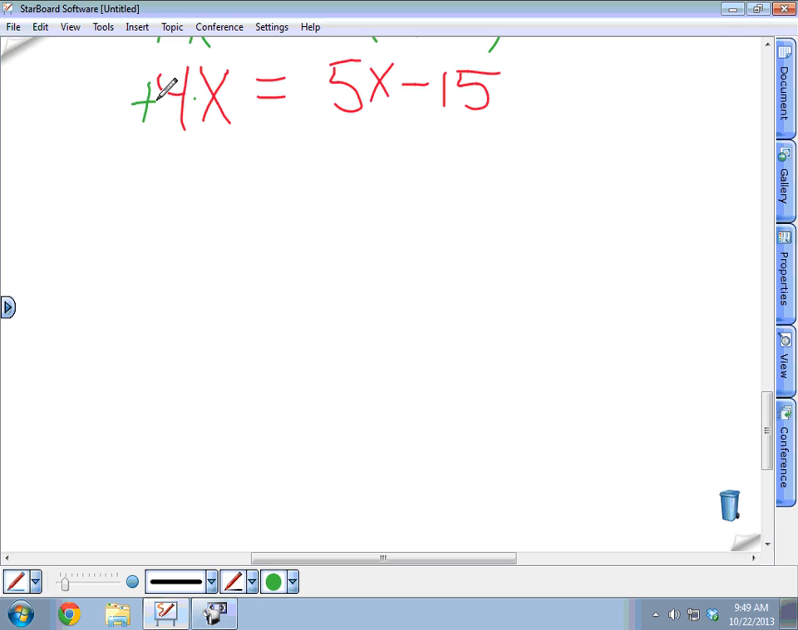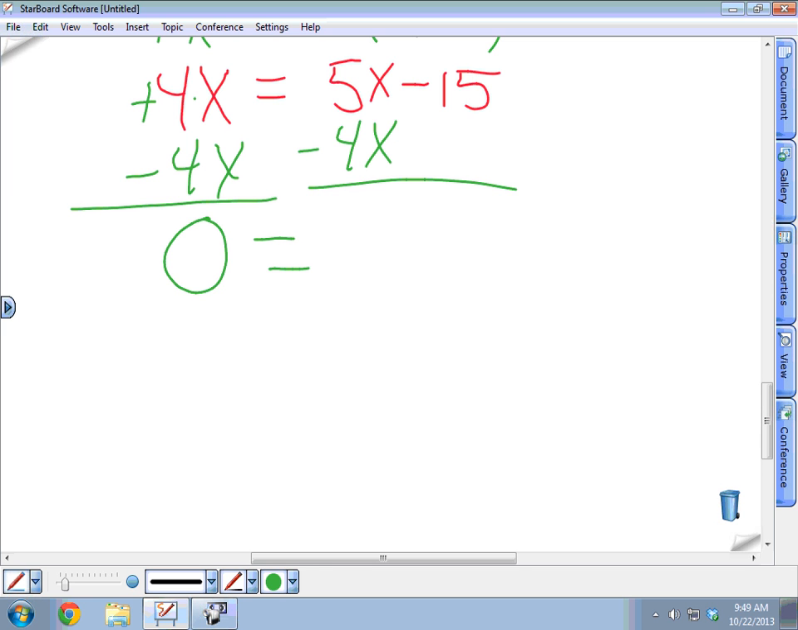So how am I going to get rid of positive 4x? What's the opposite of positive 4x? Negative 4x. So if I subtract 4x from each side, because you want it on the right side, and that's fine, what will plus 4x minus 4x leave me? 0. What's 5x minus 4x? 1x. You could put 1x in, but you can just write x as well, because it's understood. Okay.